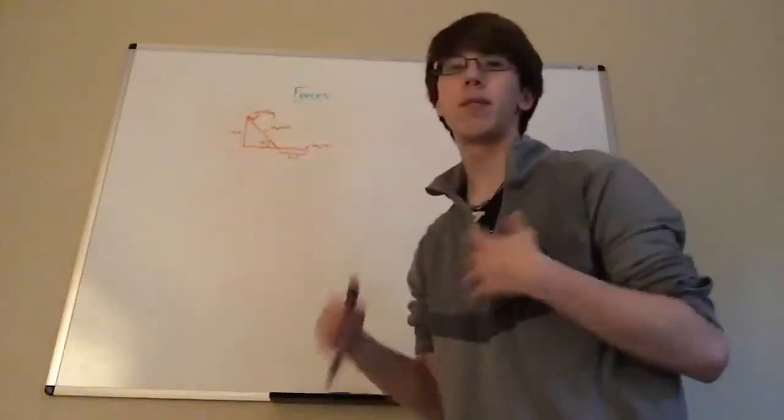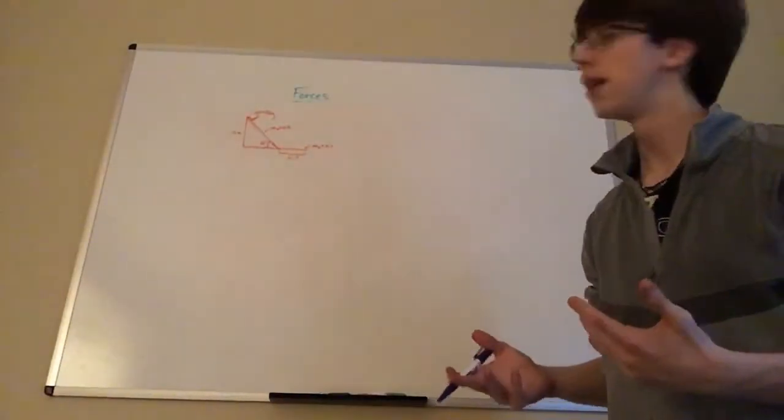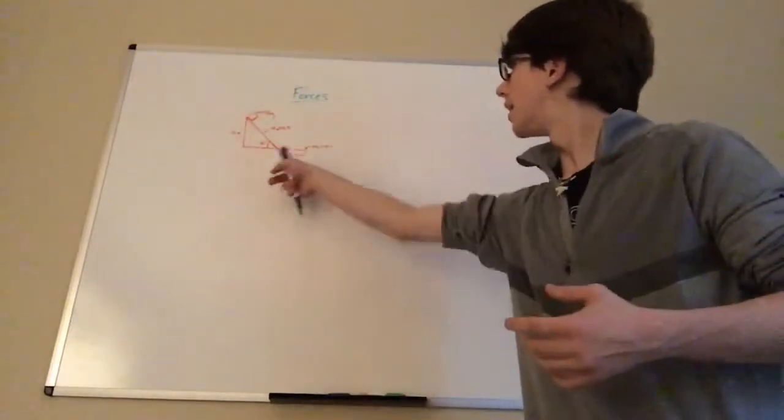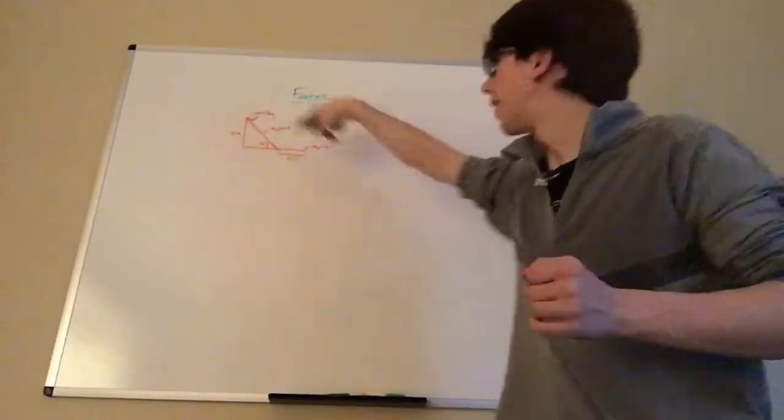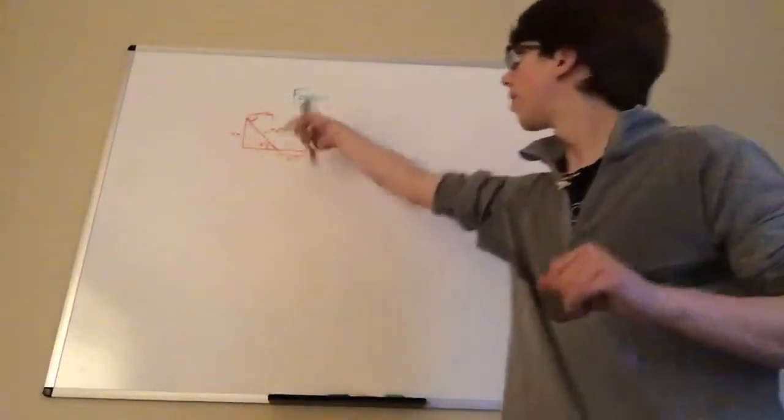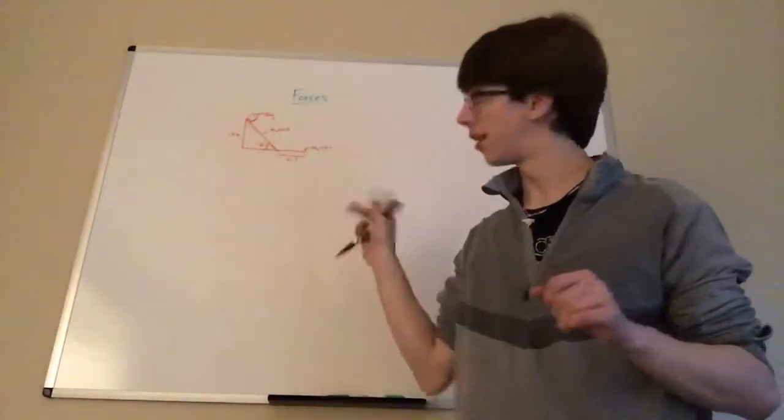So, here we have a more complicated forces question. We want to find the distance that this box travels after it leaves the ramp. So, we know that the ramp is 15 meters high. We know that the angle the ramp is at is 30 degrees.